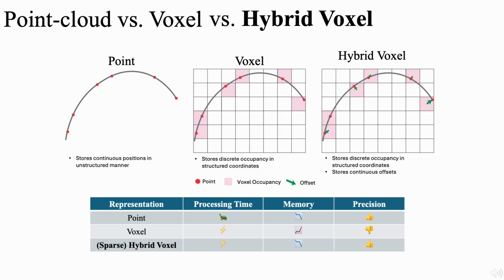To combine their strengths, we introduced the sparse hybrid voxel, which stores both occupancy and offset information in the sparse tensor. This gives us fast processing, compact memory usage, and precise location. In practice, a hybrid voxel is stored as a 4-channel sparse tensor, 1 for occupancy and 3 for offset.